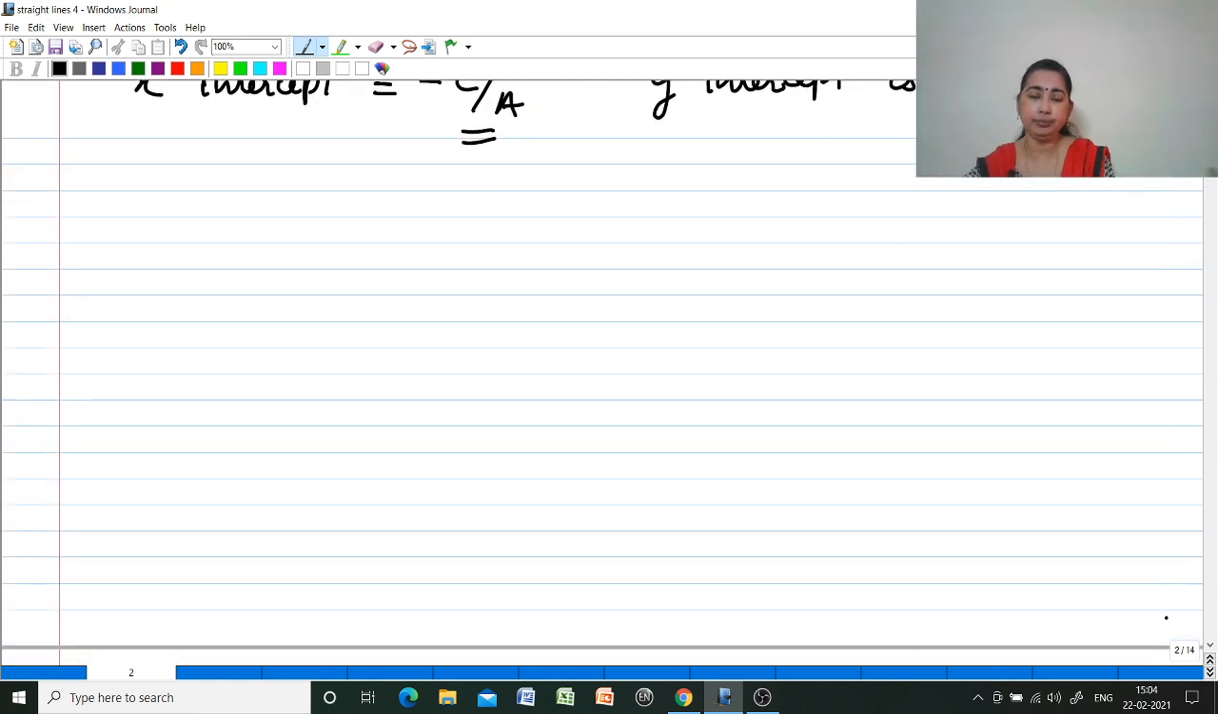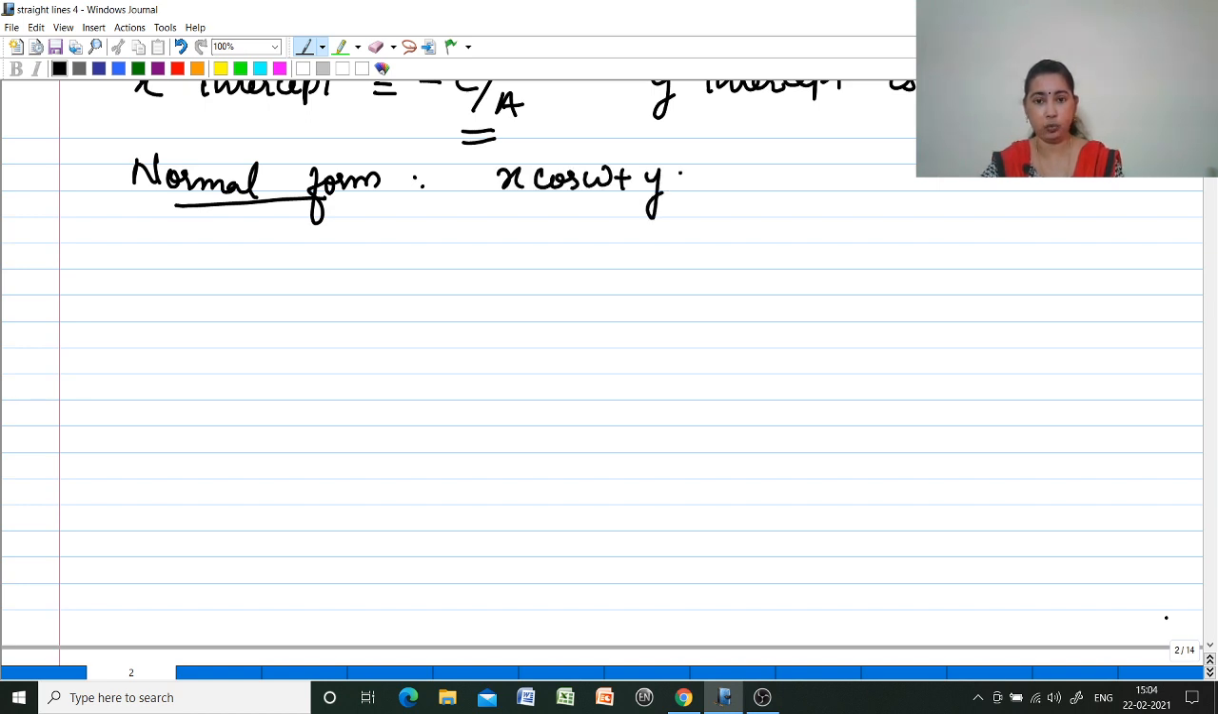Now the third one is the normal form. The normal form of the equation is x cos omega plus y sin omega is equal to p, and the general form of the equation of the line is ax plus by plus c equal to 0, or we can write it as ax plus by equal to minus c. Now we can compare both the equations, that is x cos omega plus y sin omega equal to p, and ax plus by equal to minus c.